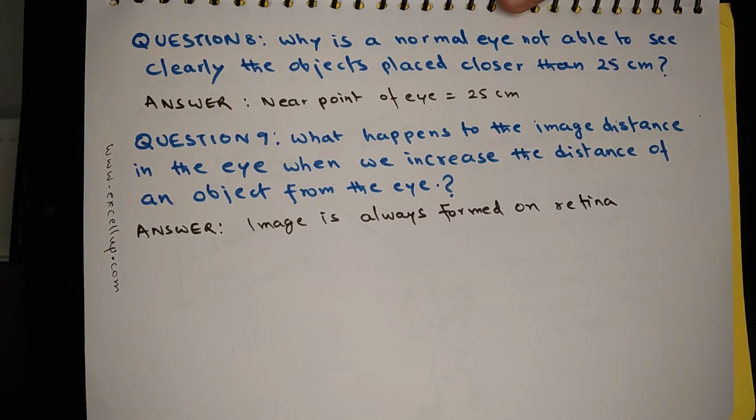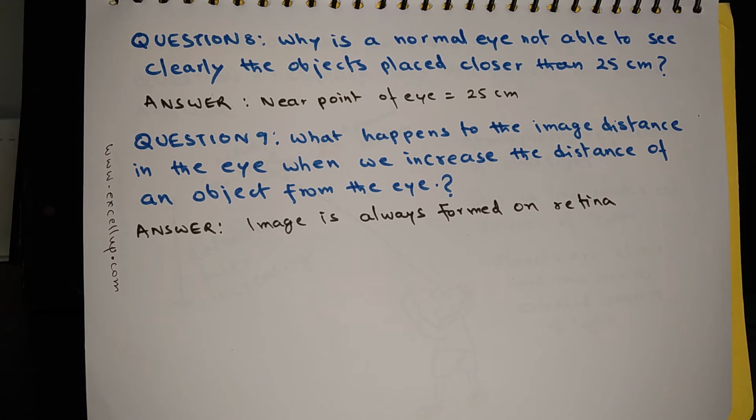Question 8. Why is a normal eye not able to see clearly the objects placed closer than 25 centimeter? The answer is very simple. The near point of a normal eye is 25 centimeter. So we cannot see if an object is placed closer than 25 centimeter from our eyes.